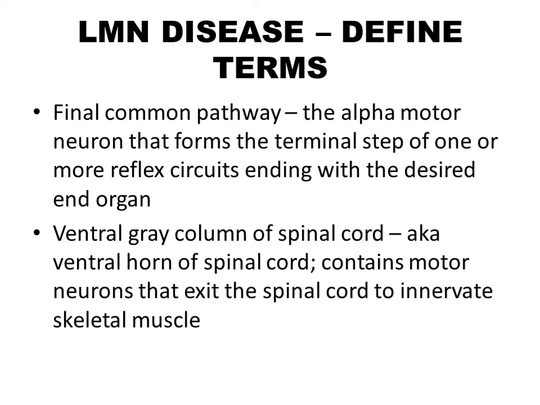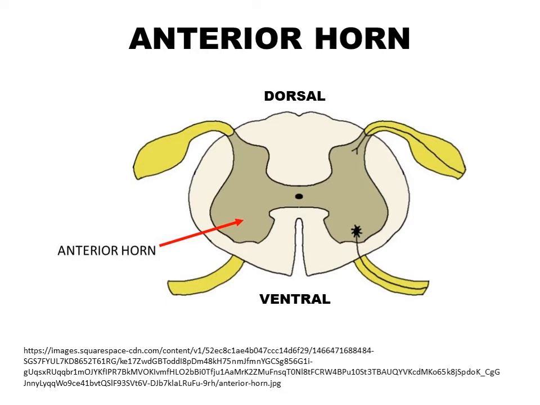The ventral column of the spinal cord is also called the ventral horn of the spinal cord. It contains motor neurons that exit the spinal cord to innervate skeletal muscle. I've added a picture of a cross-section of the spinal cord for reference.